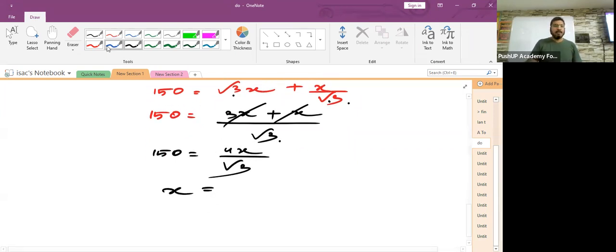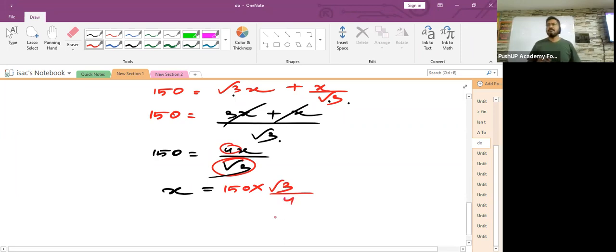Let's bring 4 upon root 3 to the left hand side. So how can we do that? 150 into root 3 divided by 4. Okay, did you follow this step? How I got root 3 by 4? No, isn't it? From your face, I can understand that.